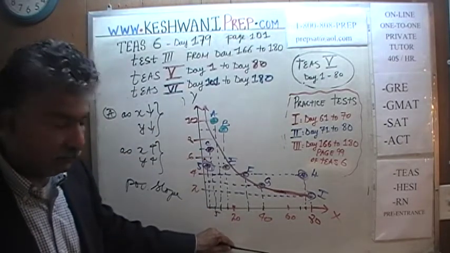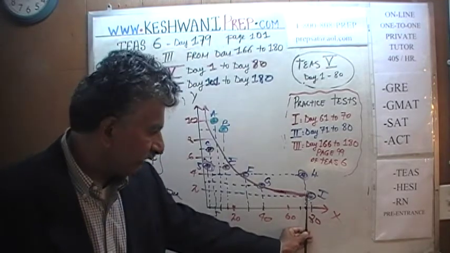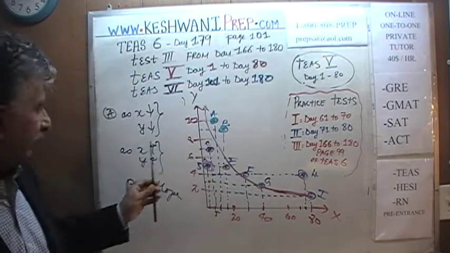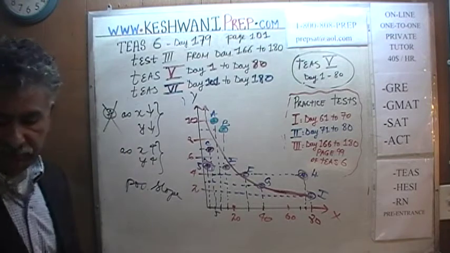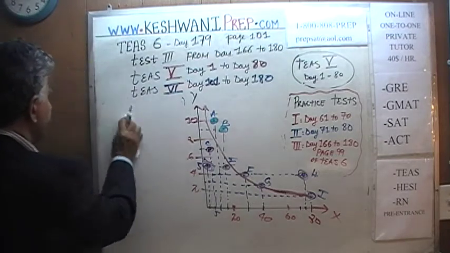Or if you like, if you start from the other end, from 80, as the value of x goes down, the value of y keeps going up. It is not positively sloped. It's the other way around. It is negatively sloped. Answer choice A is wrong.